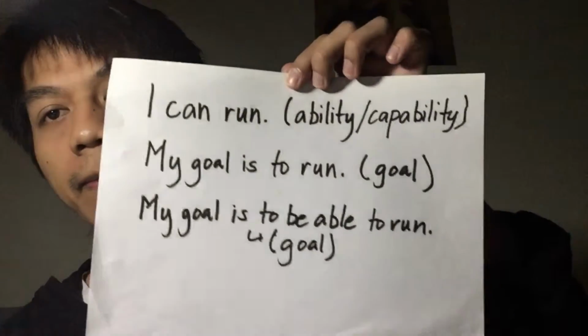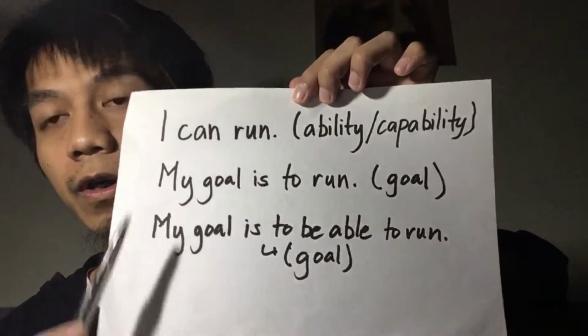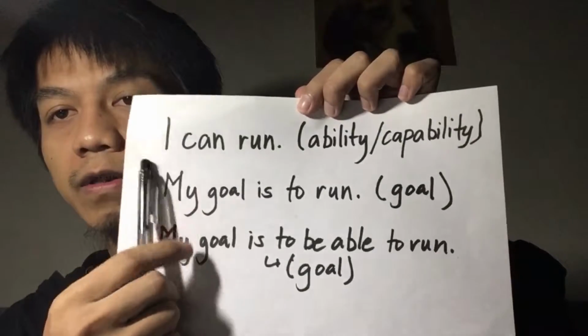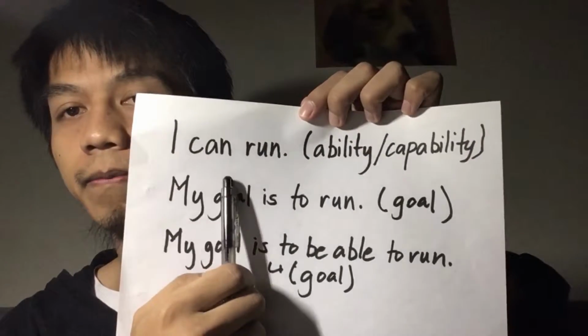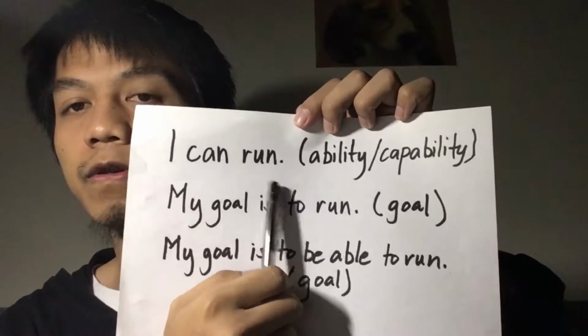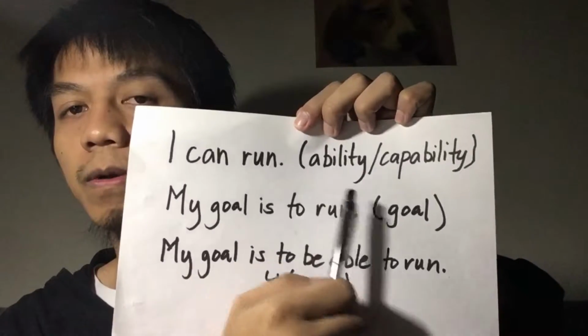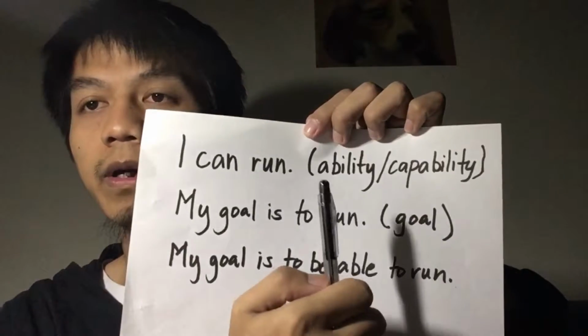Right, now let's make things clearer by examining very simple sentences. Let's look at these 3 sentences. The first sentence is very simple. I can run. So this sentence is not a goal. It's an expression of an ability or a capability.